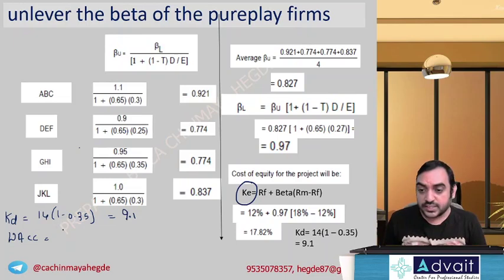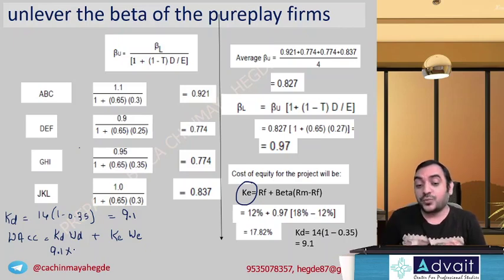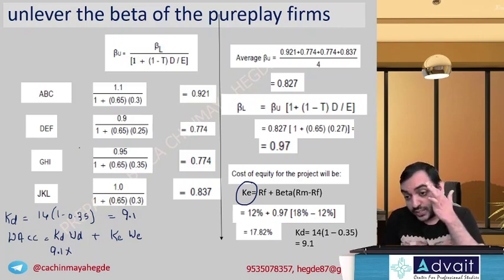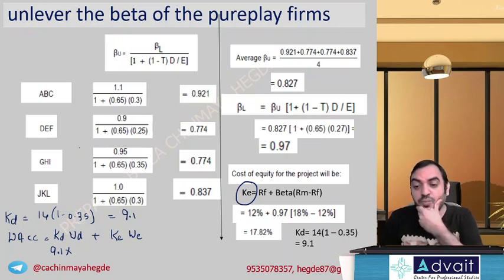Okay, so WACC is calculated by cost of debt into weight of debt plus cost of equity into weight of equity. Cost of debt we got 9.1 into its weight. Can you tell me how much is its weight? Weight of debt. What is the weight of debt for this project, for this company? It is not 0.27.